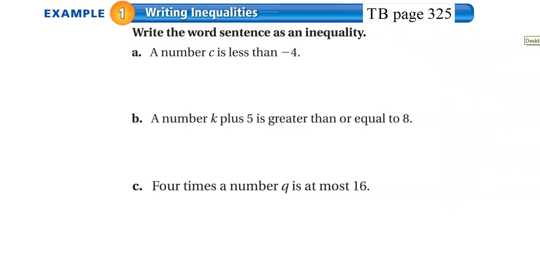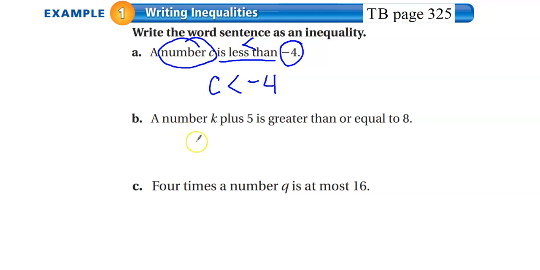Okay, so now we're going to write some inequalities, and these are in your textbook. I translate the inequalities the same way I do equations. I usually circle the important numbers. So I'm circling the C, and I'm circling the minus 4. Then I'm going to underline is less than, and I'm going to use my chart. I know the is less than symbol points to the left because that's where the smaller numbers are. So I literally translate it: C is less than -4.